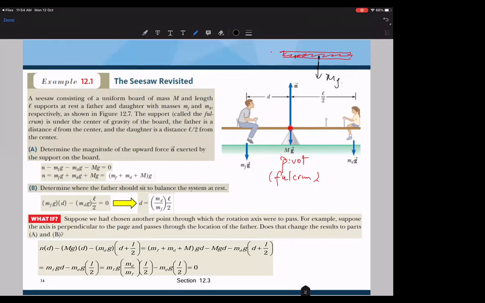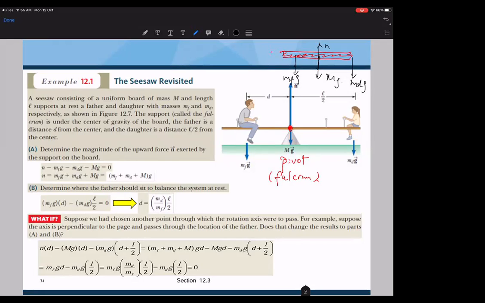That is the weight of the father, m_f g, and then the weight of the daughter, m_d g. And then finally, you need to support the whole thing. Otherwise, it would just fall onto the ground. So that is where the normal force comes from, where the upward reaction force comes from. So that is how you determine the first part of the question for the normal force.